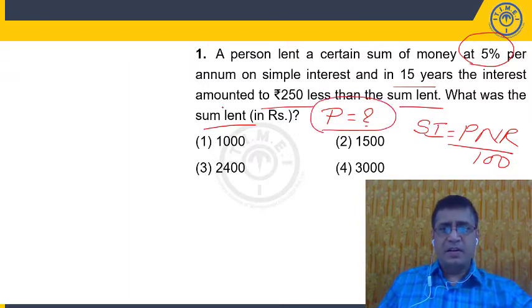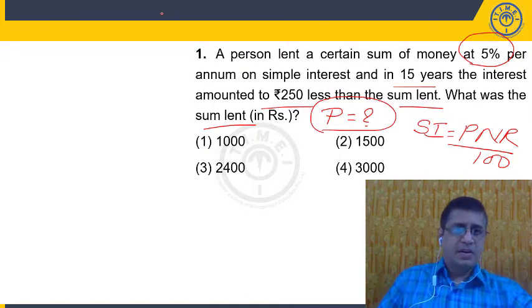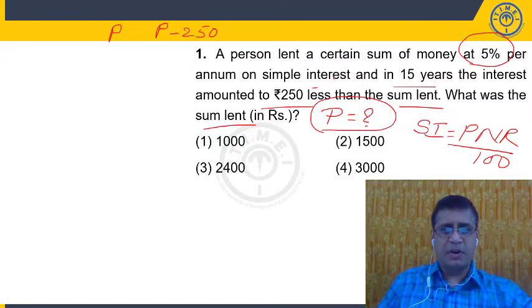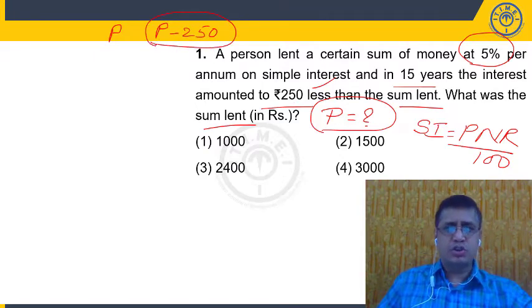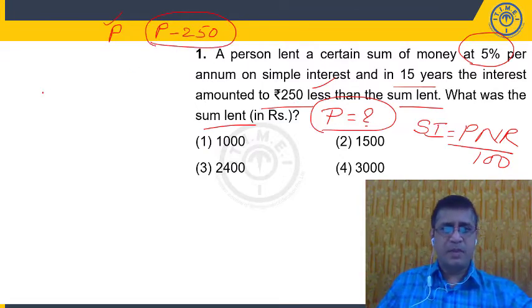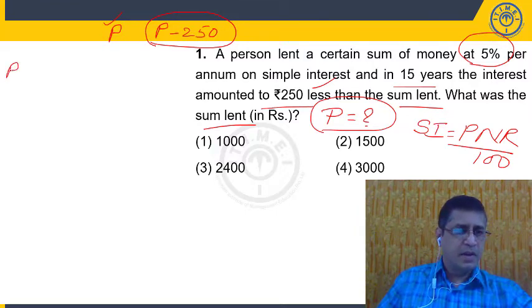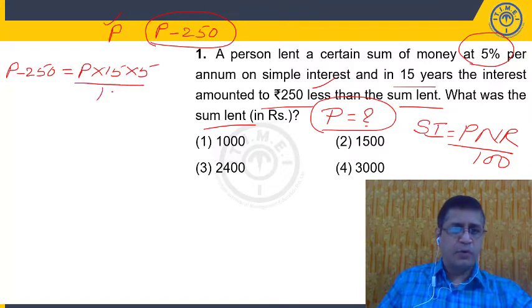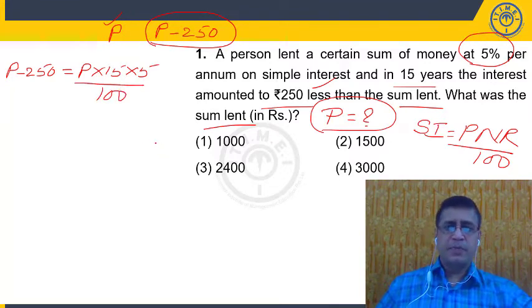Now what is the interest here? The interest amounted to rupees 250 less than the sum lent. If the principal is P, interest is equal to P minus 250. The meaning of this statement is interest is equal to P minus 250 when the principal is P. What about the time period? Time period is 15 years. What is the rate of interest? 5% per annum. So I am using the simple interest formula.